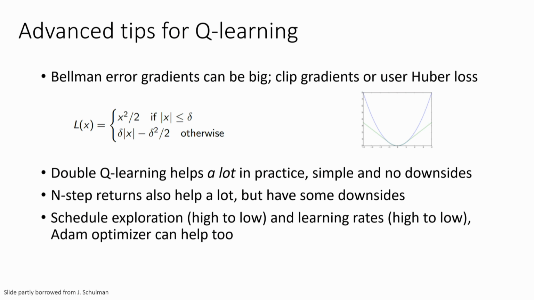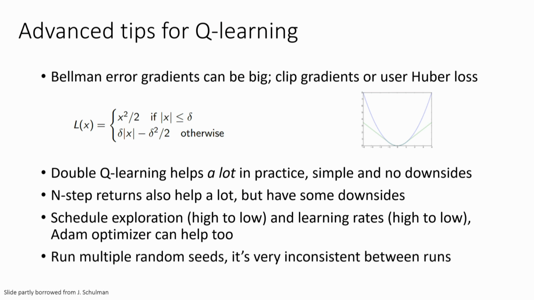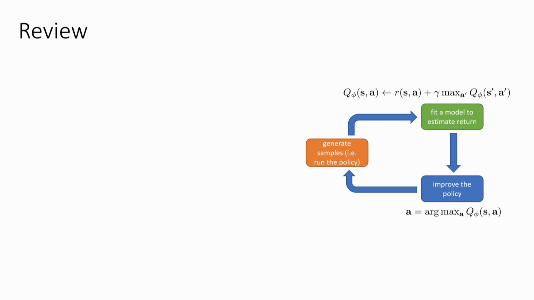It's a good idea to schedule your exploration. If you're using SGD with momentum, it's a good idea to schedule your learning rate. If you're using something like Adam, that can replace that to some degree, but your mileage may vary. And then if you're actually evaluating and testing your algorithm, make sure you run multiple random seeds because Q-learning is a very stochastic algorithm, partly because of the exploration. So if you run it 3 times, you'll get 3 totally different answers. If you want to make sure that your algorithm is actually performing well, run it a few times and average the results.